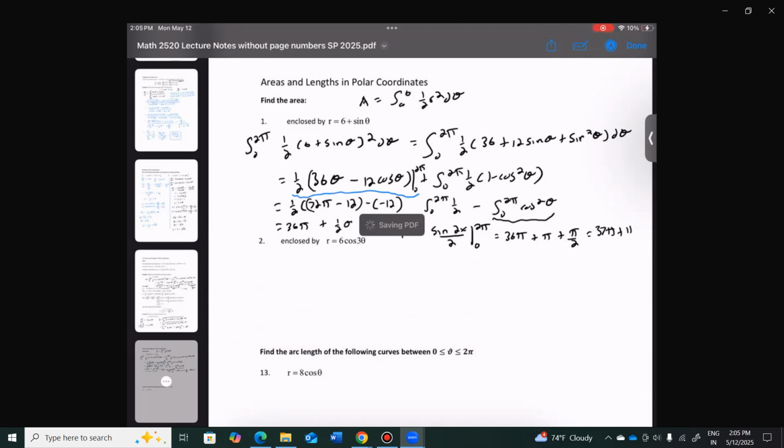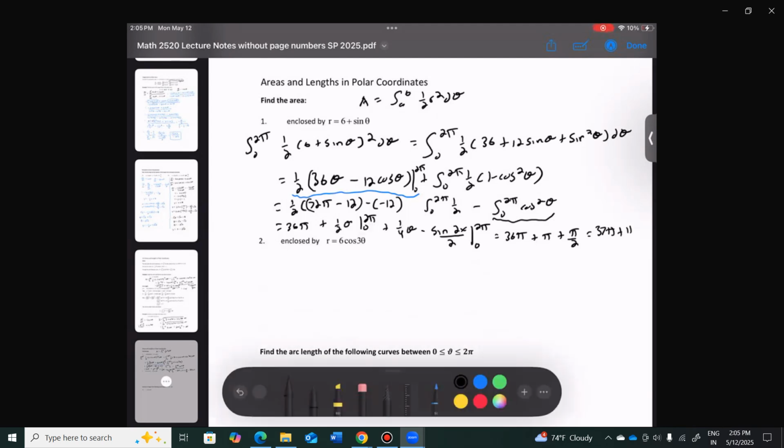I swear, this always wants to save at the very end of the problem, so I can't even move on to the next one. Or it decides to save when I have to erase something real quick, even though you're making a change. So 75 pi over 2.